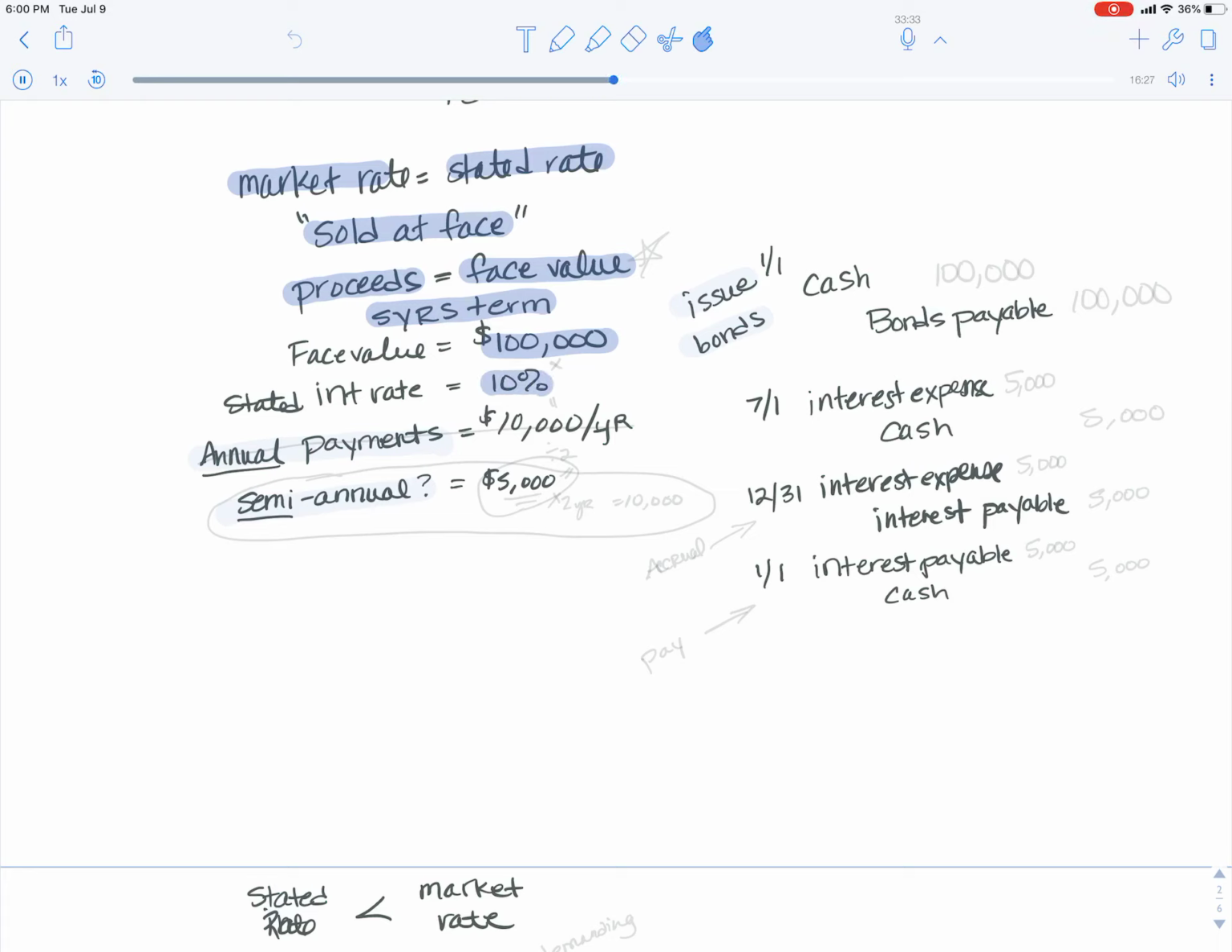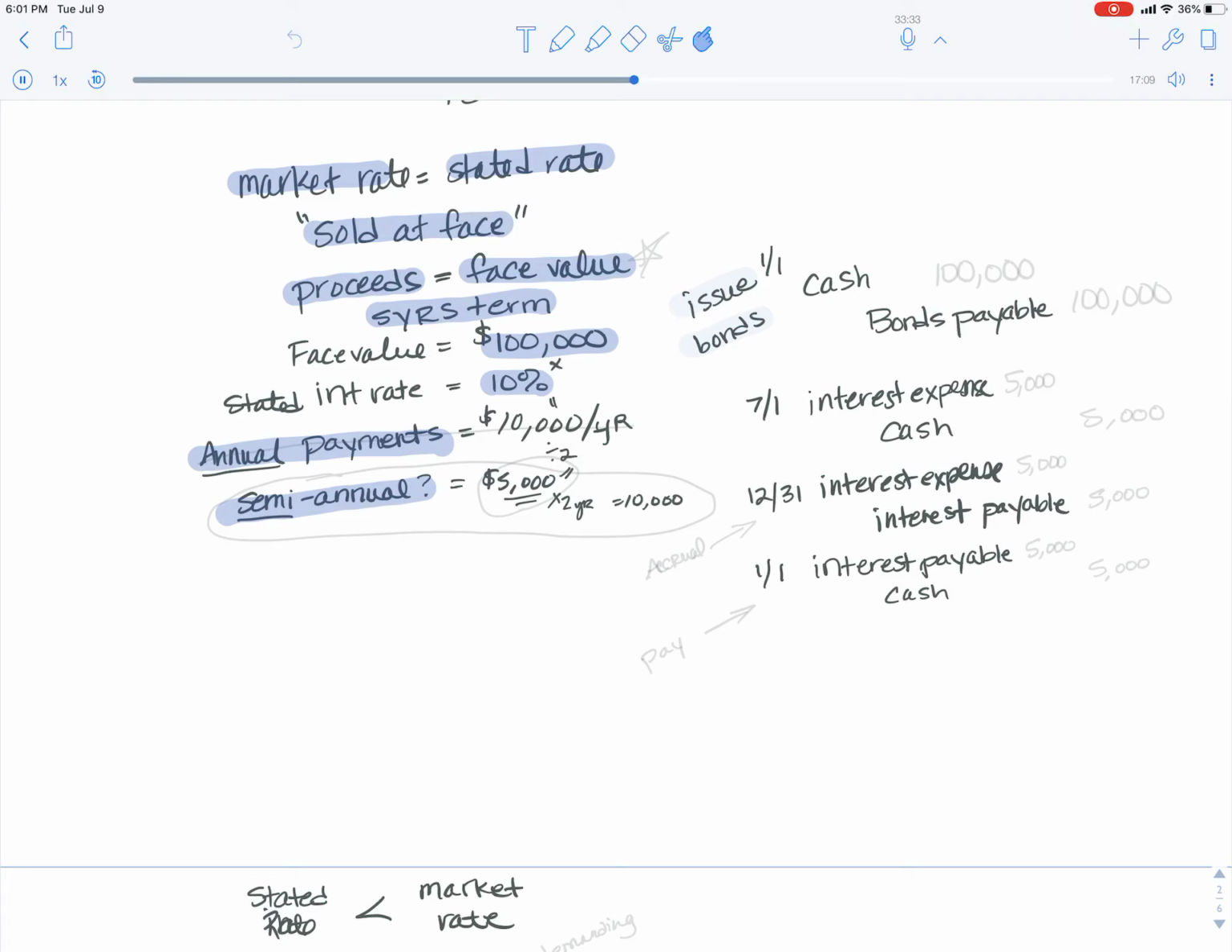The stated rate on the bond is 10%, so we're going to pay them payments. If the bond said annual payments, we would say 10% times $100,000 equals $10,000. If we have semi-annual payments, then we're going to divide that number by 2 to equal $5,000. So we would pay $5,000 2 times a year, and that's still going to be the same 10%, just the bondholders get 2 payments a year instead of 1.